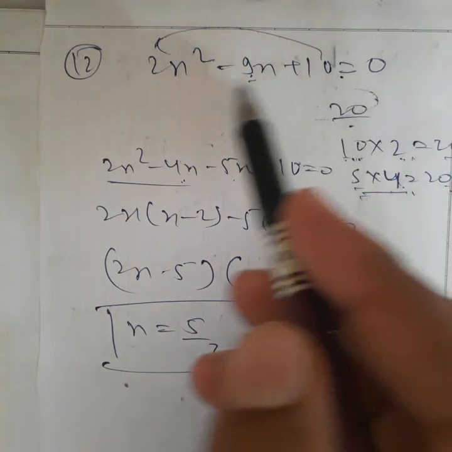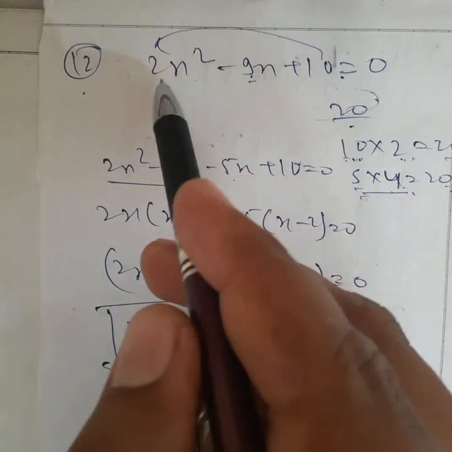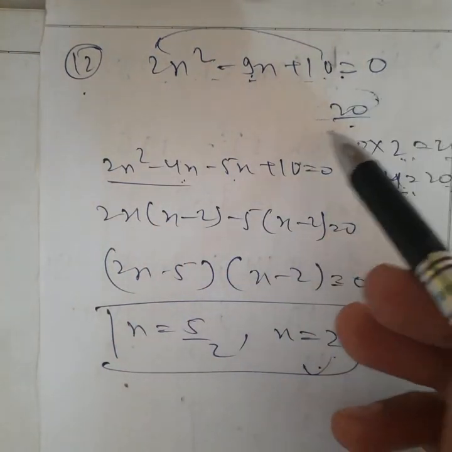Now again moving to the next question, which is question number 12. We are given 2x square minus 9x plus 10 is equal to 0.